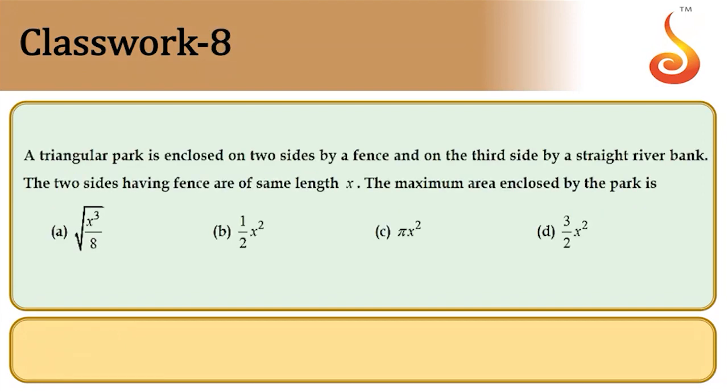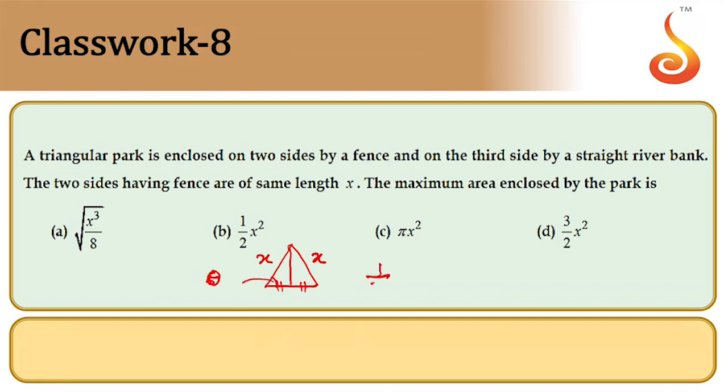Example 8. A triangular park is enclosed with two sides by a fence and on the third side by a straight river bank, and the two sides having the fence are of the same length x. The maximum area enclosed by it is asked. So if you take this triangle, this is equal to x and this is equal to x, and these two are equal, this angle is theta.